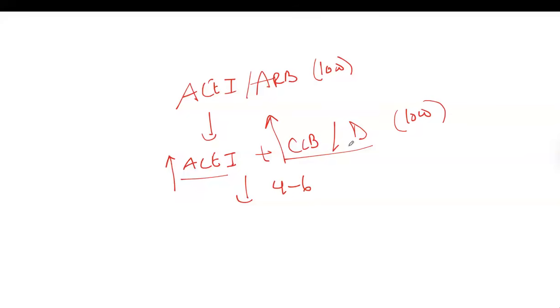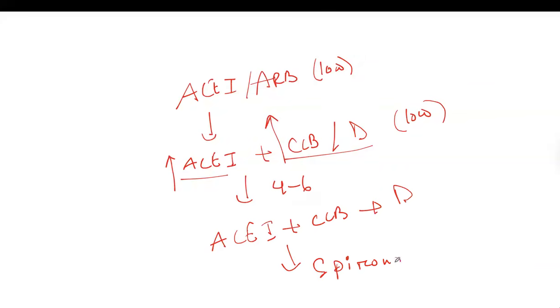Then let's say you come to the maximum dose of this medication. Then the option is combining all three: ACE inhibitor plus CCB plus diuretics. Still not working, you can add spironolactone. That's a good medication for refractory hypertension. Then we have lots of other options as well, like we can use clonidine, we can use an alpha blocker like prazosin, we can use minoxidil, okay?